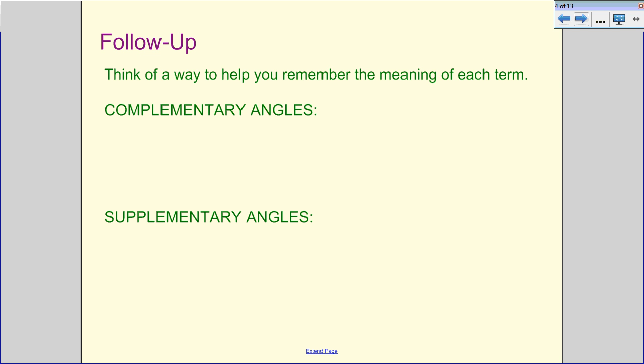All right, so our follow-up. We want to think of ways to help you remember the meaning of each term. So what I want you to do is figure out, how do I remember complementary angles? Two angles that add to equal 90 degrees. And then supplements are two angles that add to equal 180 degrees.